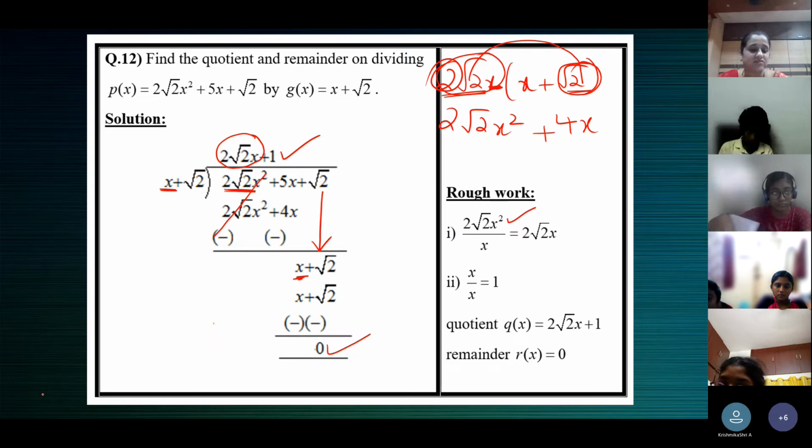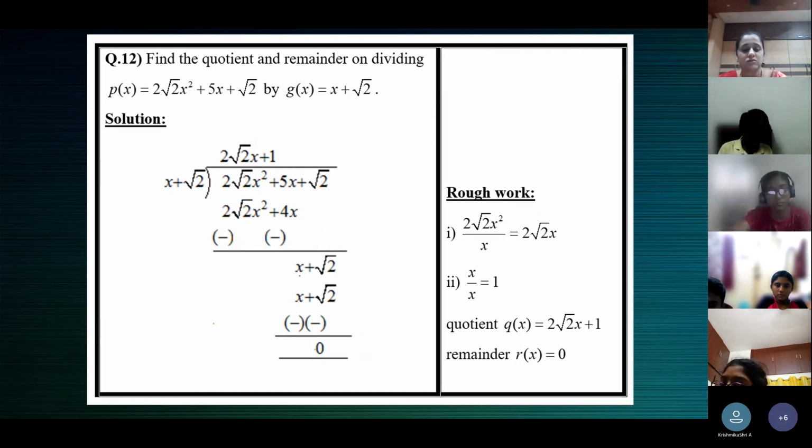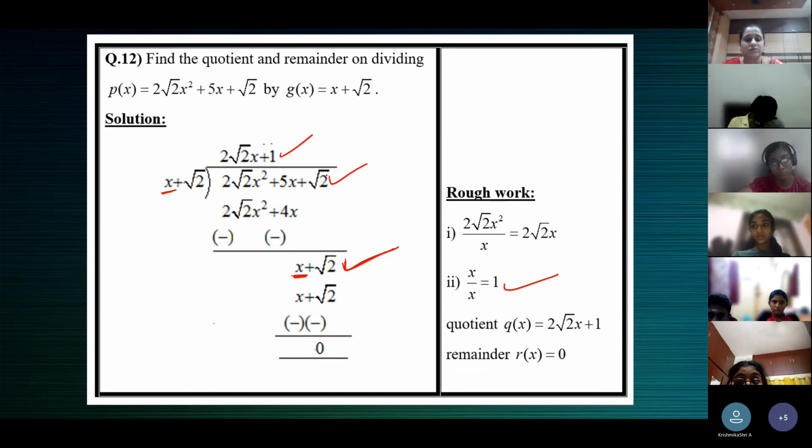Now find the second term in the quotient. Here again, this is the new dividend. This is the given dividend. Now this is the new dividend. So this is the first term of the new dividend, and this is the first term of the divisor. Divide. So x divided by x is 1. That is the second term in the quotient, plus 1.